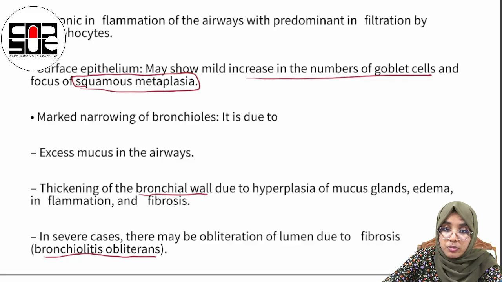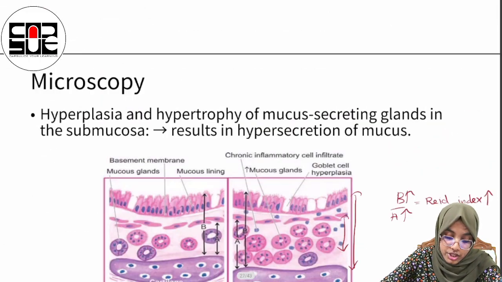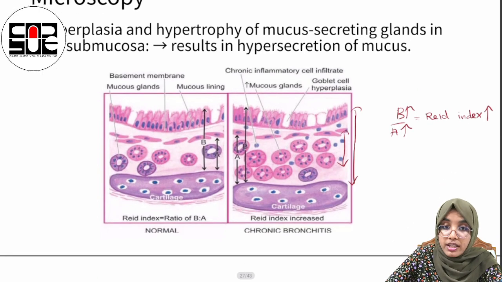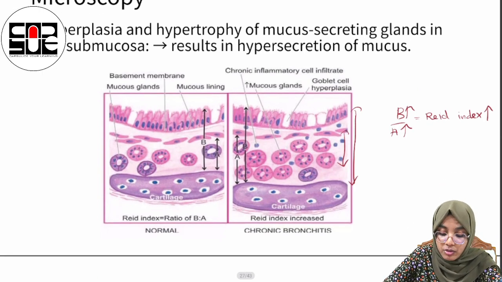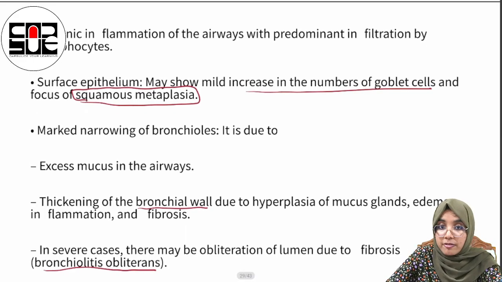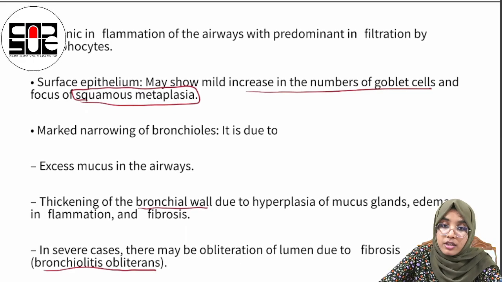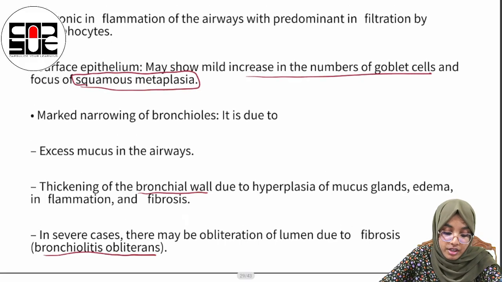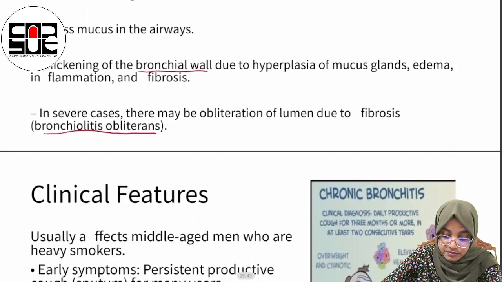So what are the microscopic changes? There is hyperplasia and hypertrophy of the mucus secreting glands in the submucosa. There will be an increase in the Reid index above 0.4, and there will be inflammation of the airways with infiltration by lymphocytes, and there will be squamous metaplasia and an increase in the number of goblet cells in the surface epithelium. There will be narrowing of the bronchioles, there will be fibrosis, and there may be obliteration of the lumen in severe cases, which can lead to bronchiolitis obliterans. So these are the microscopic changes.